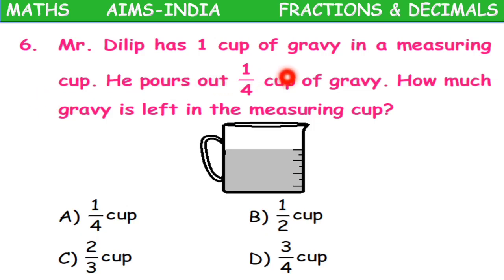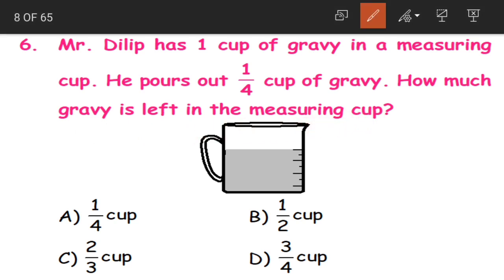Next question 6. Mr. Dilip has 1 cup of gravy in a measuring cup. He pours out 1 by 4th cup of gravy. How much gravy is left in the measuring cup? Now what is the question? Mr. Dilip here has 1 cup of gravy and out of which he has poured 1 by 4th cup. Now how much will be left in the cup after pouring out our 1 by 4?